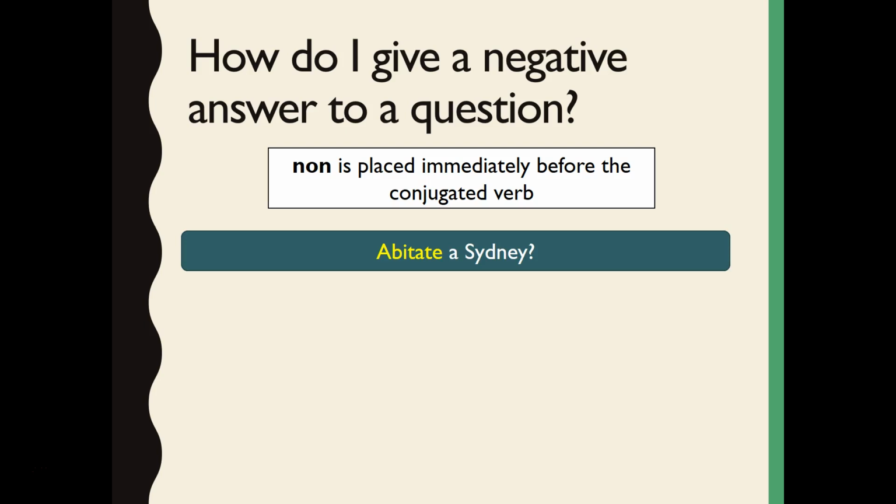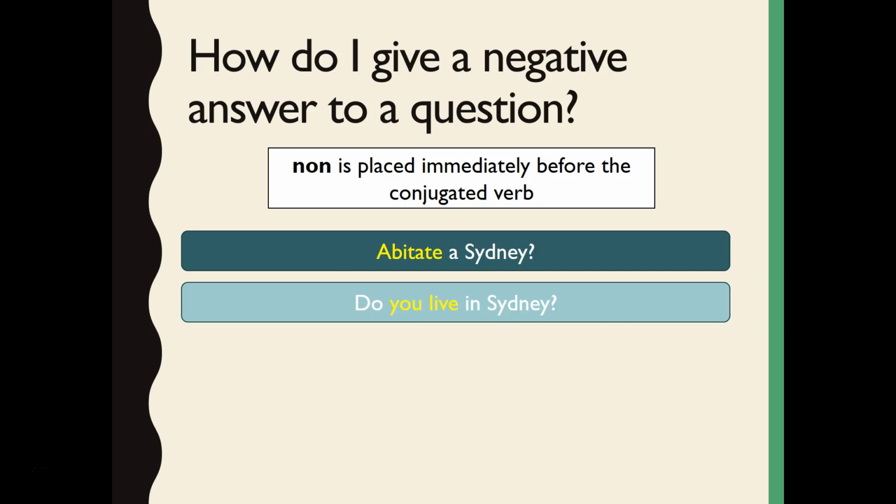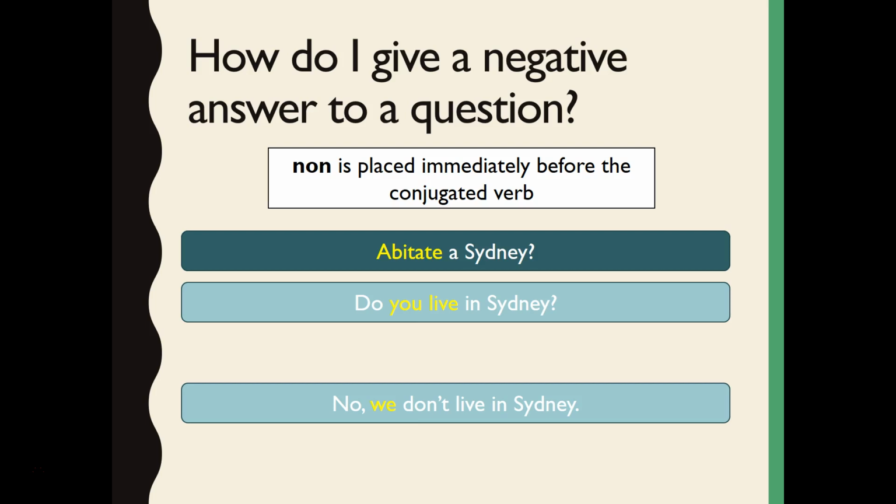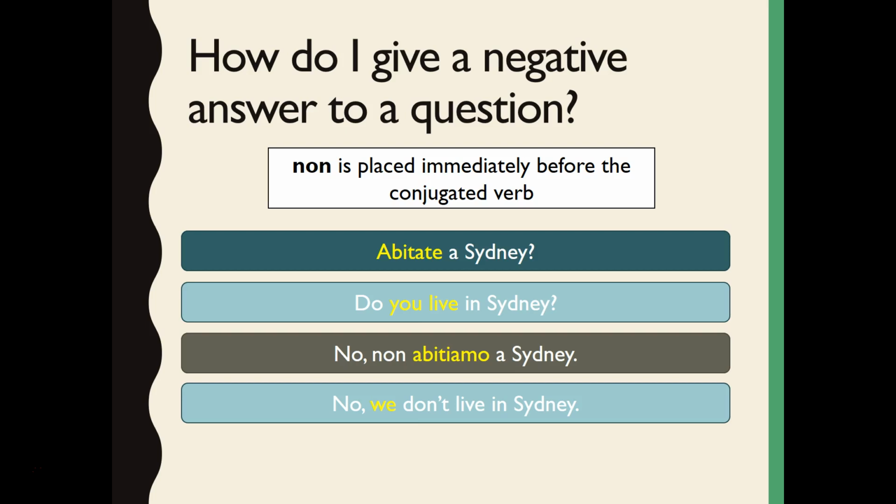If you've got abitate a Sydney, do you live in Sydney? This time the you is the voi form, the you plural. So you're talking to more than one person. In order to respond to this question, what you would want to say in English is no, we don't live in Sydney. So to do that, no, non abitiamo a Sydney. So you can see that you have to adjust the verb to respond to the question asked.